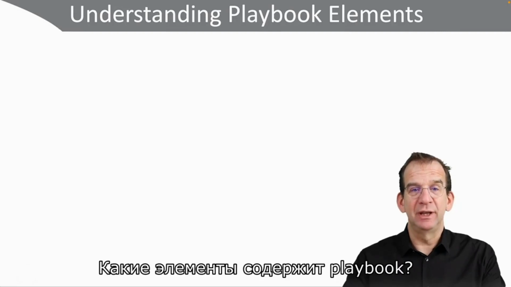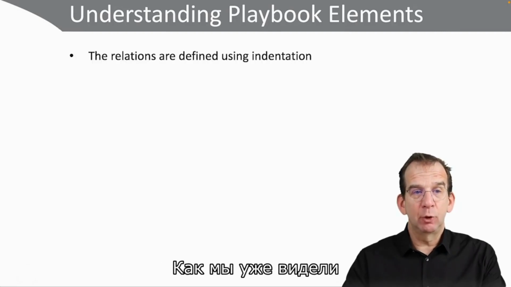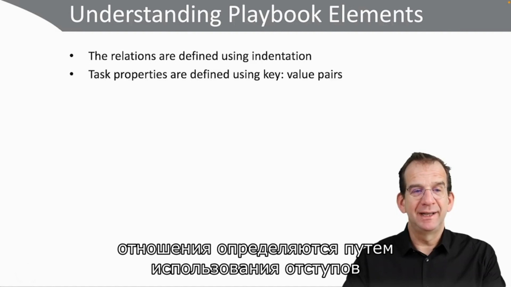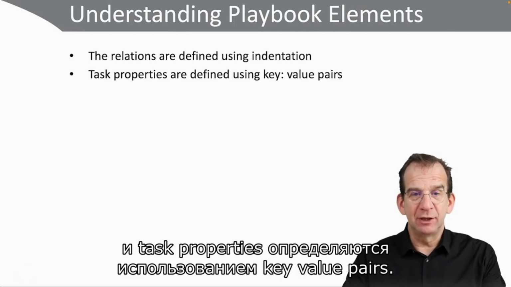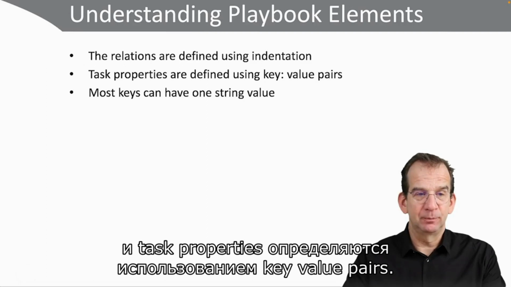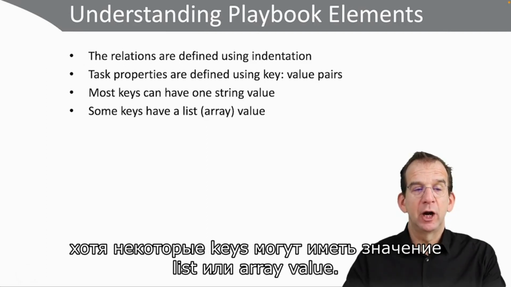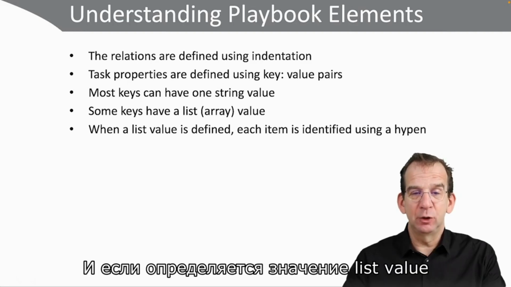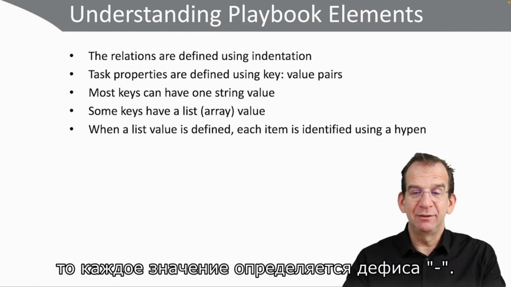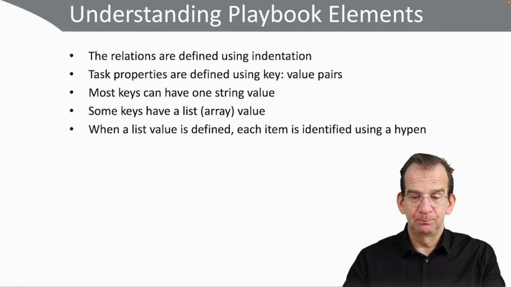Now, what are the elements in a playbook? So we have already seen that relations are defined using indentation. And task properties are defined using key-value pairs. Most keys can have one string value, some keys have a list or array value. And when a list value is defined, each item is identified using a hyphen.